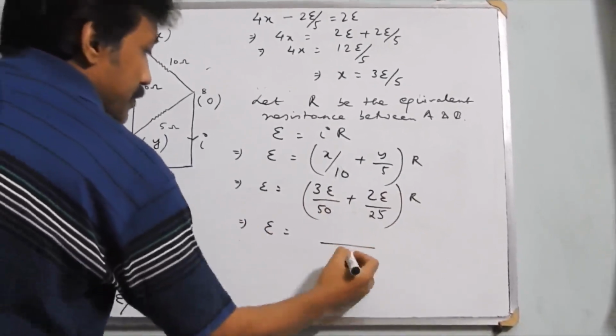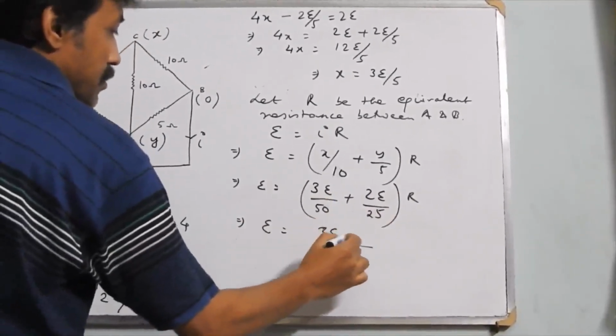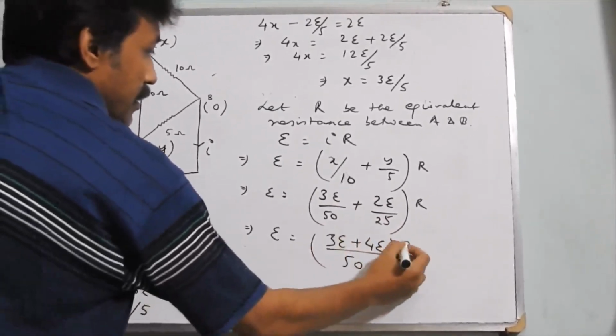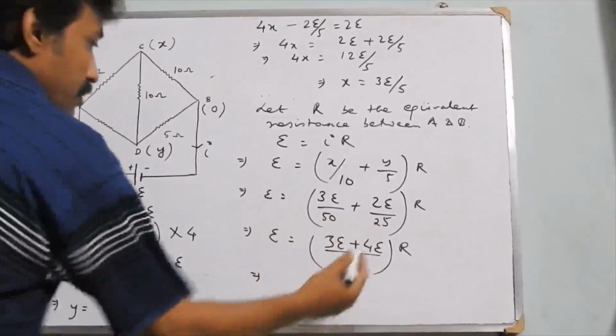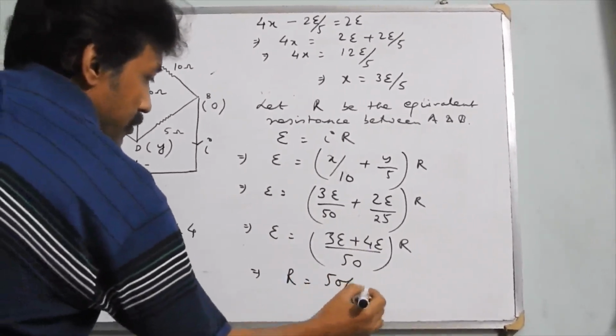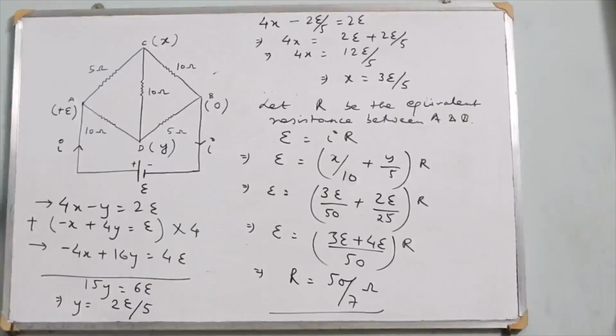Obviously, LCM is 50. So this is 3 epsilon plus 2 into 4 epsilon times of R. If you take epsilon common from both sides, it will cancel. 4 plus 3 will get 7. So R becomes 50 by 7 ohm. So the equivalent resistance is 50 by 7 ohm.